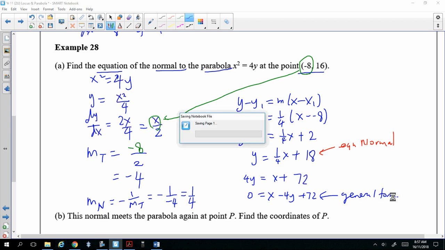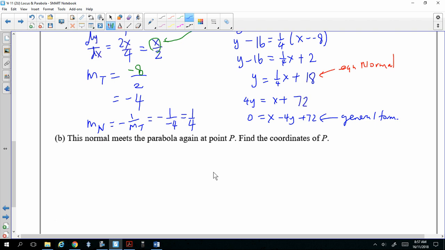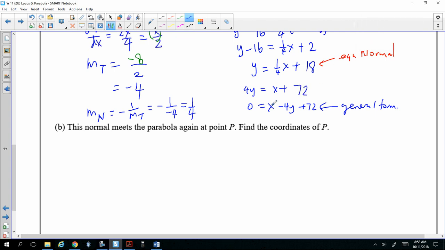Any questions? Alright, so now we know how to find the equation of the normal, find the gradient of the tangent, and then we're going to look at the next bit, part B. Okay, continue. Alright, this normal meets the parabola again at P, find the coordinates of P.